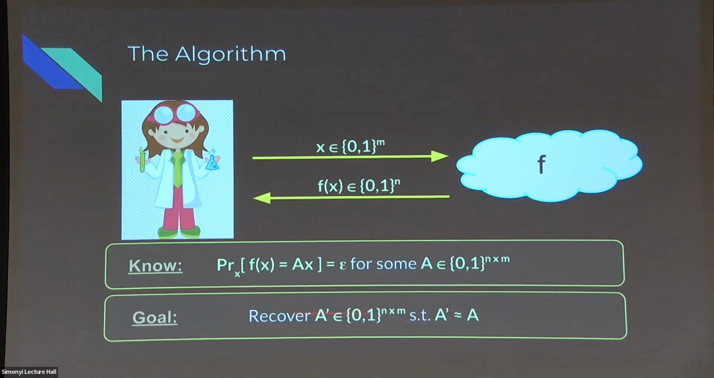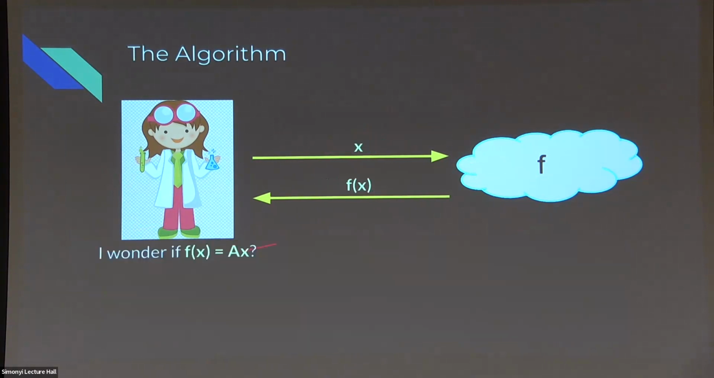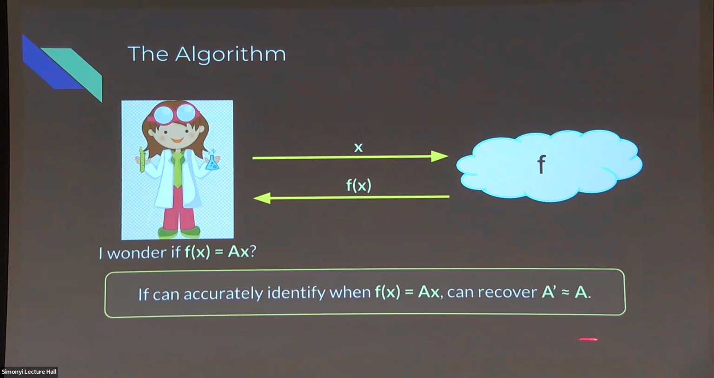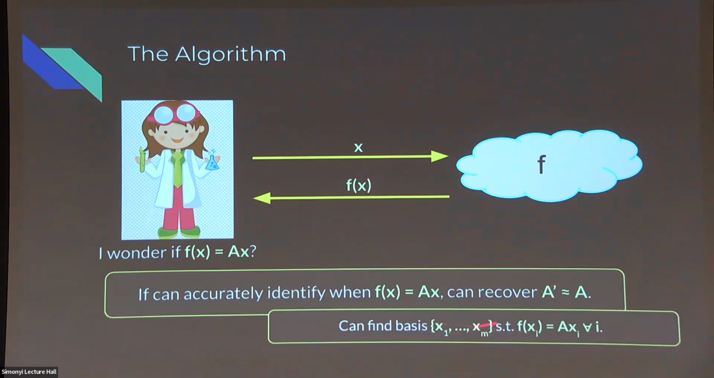Okay, now we're not really going to worry about this goal. We're going to try to answer a simpler question. If we feed it x and we get back f of x, how do we know if f of x equals A of x or not? This is the crux of the question. If we can tell whether we're getting a correct answer or not, we can recover some A prime pretty easily. We just choose a basis such that we're getting correct answers on all the basis vectors, and then we put them together to recover A.